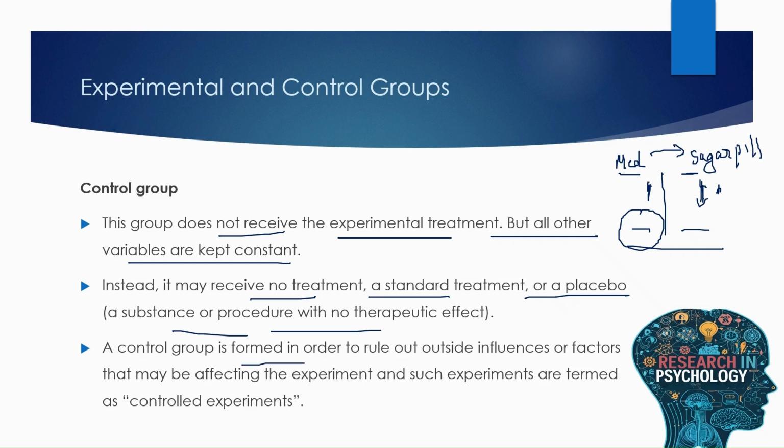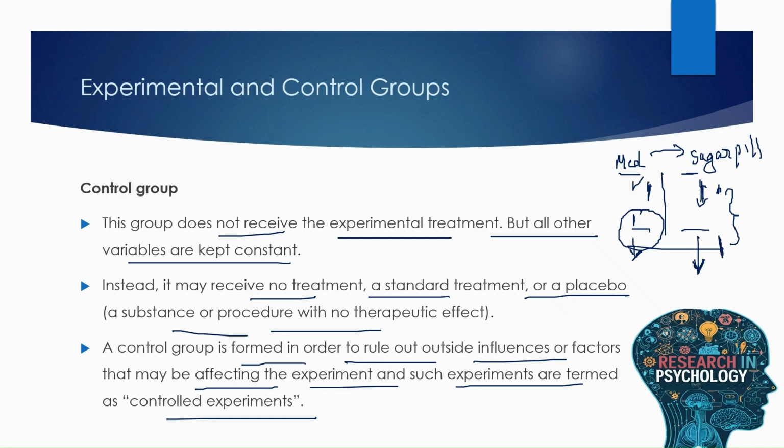A control group is formed in order to rule out outside influences or factors that may be affecting the experiment, and such experiments are termed controlled experiments, right? So controls help to make sure that there is no other outside influence or factor affecting the outcome. If there is any such factor, it will affect this outcome also, right? So whatever outcome is happening only here will be only because of the medicine. If something is happening here also, then that is because of an outside factor. And such an experiment where we are using both experimental and control groups is called a controlled experiment.